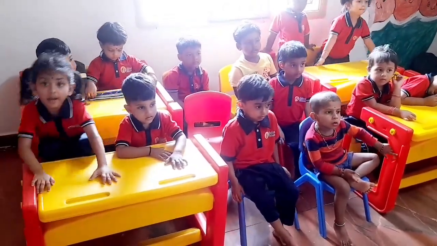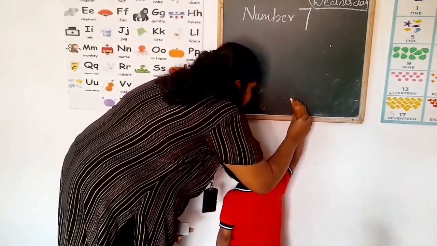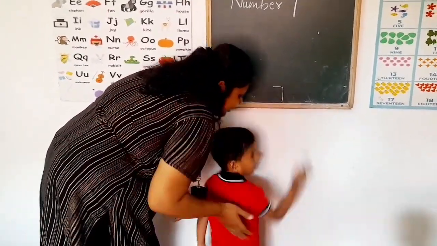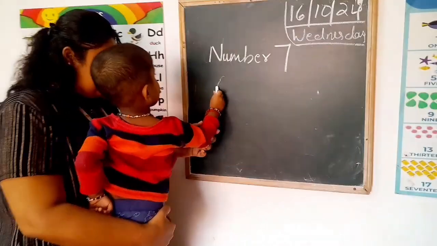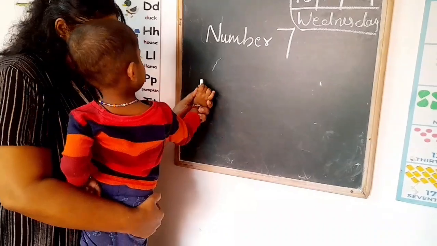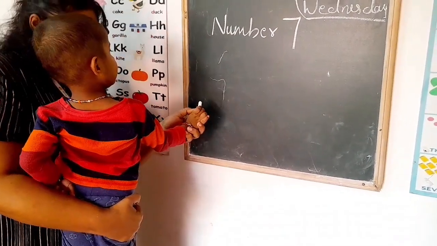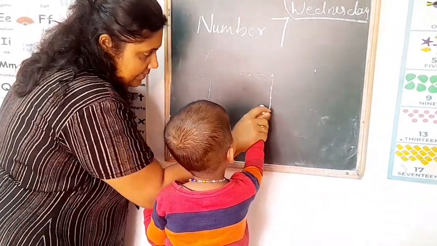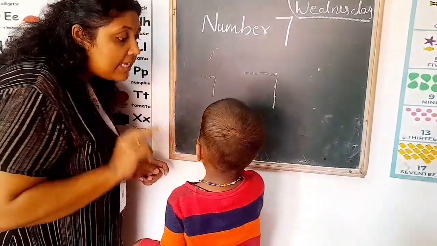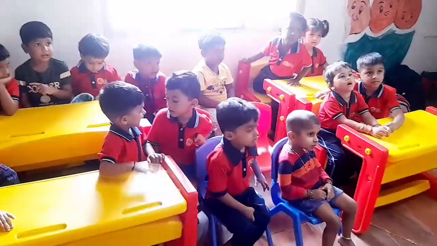Rajashree, how is it? Very good. Like that, you have a sleeping line. Yes, very good. Okay, so sleeping line. Then standing line. Yes, this is number 7. What is this?